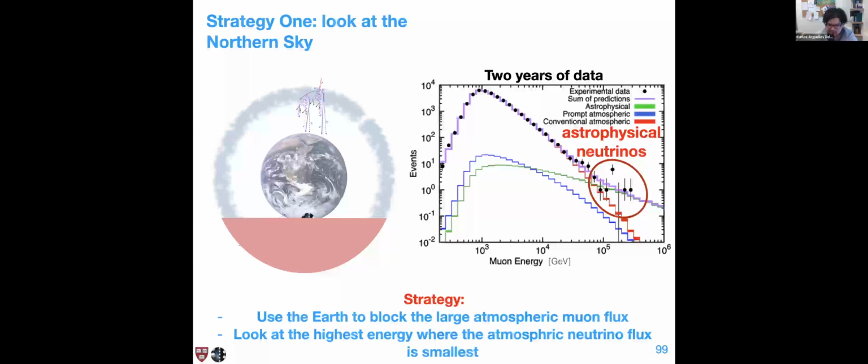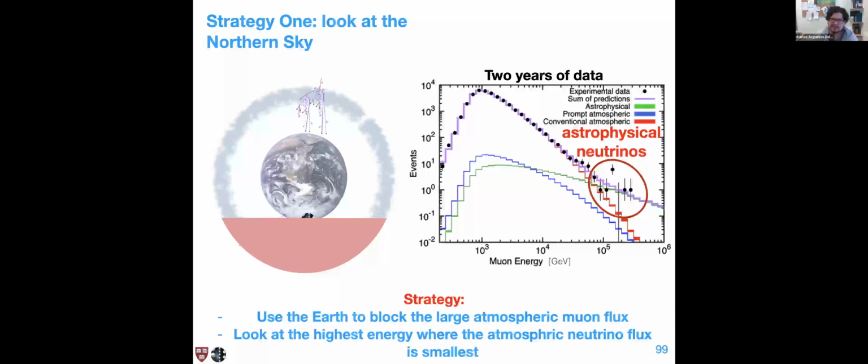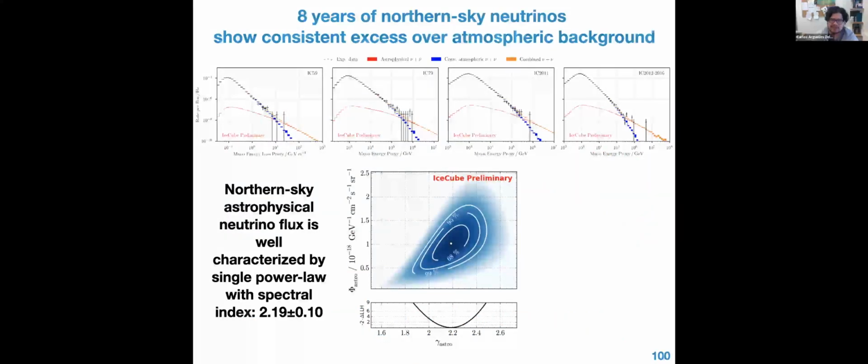So essentially what you do is you look for neutrinos in the Earth-crossing direction, and then you look at the highest energy part, and you see an excess over the expected number of atmospheric neutrino events. So this has actually been done now. That was the original analysis, and then it has been done now with more years of data.